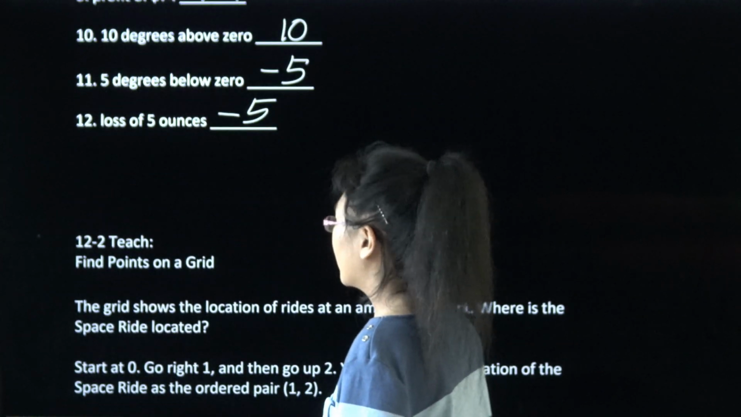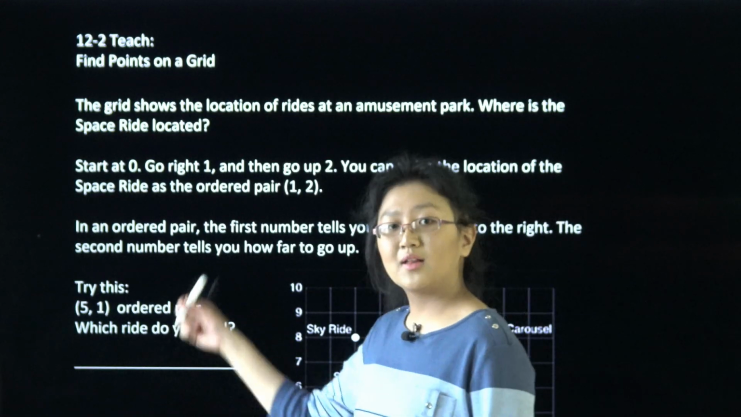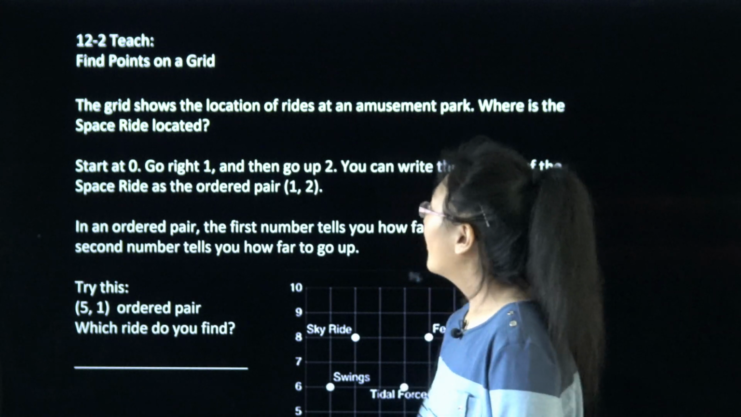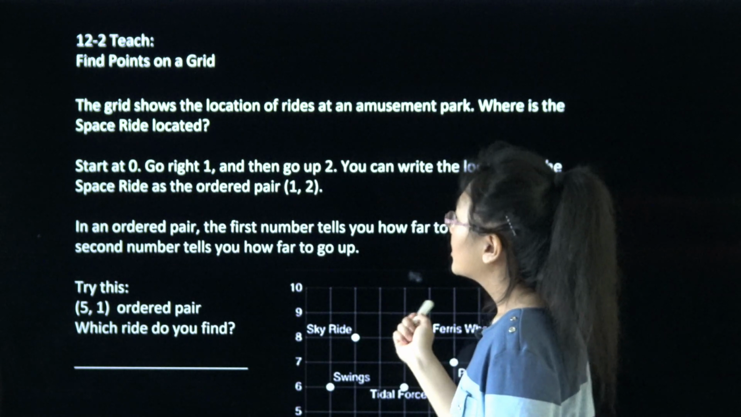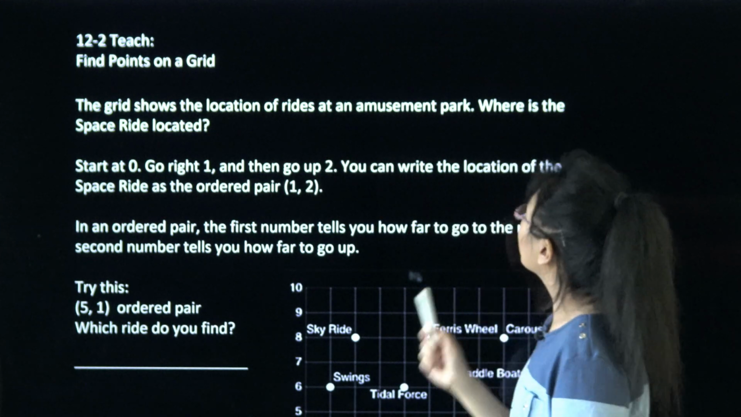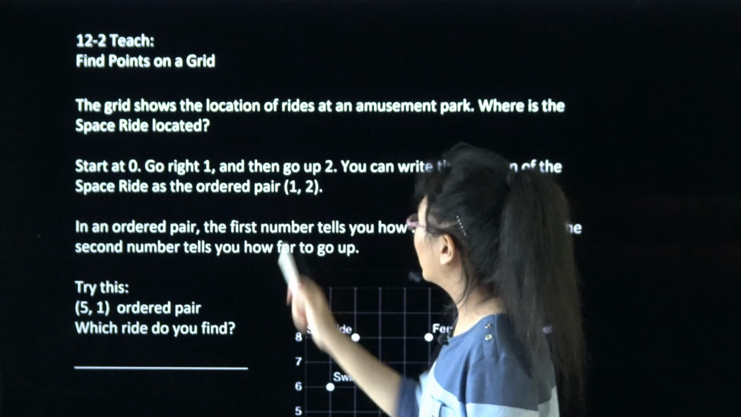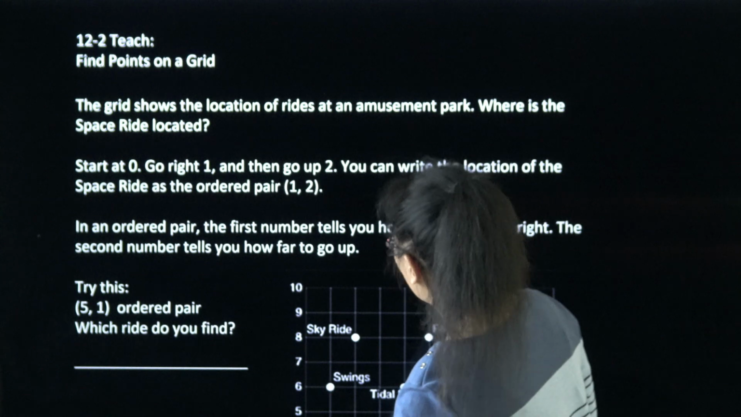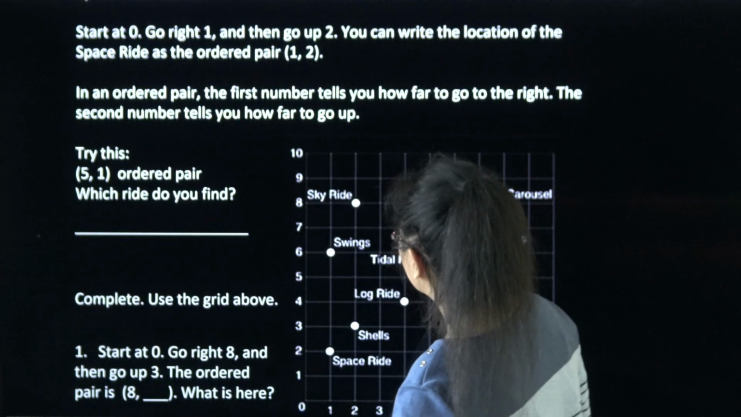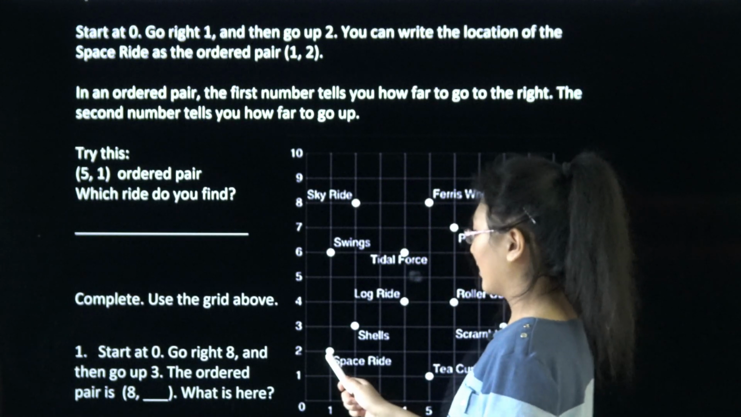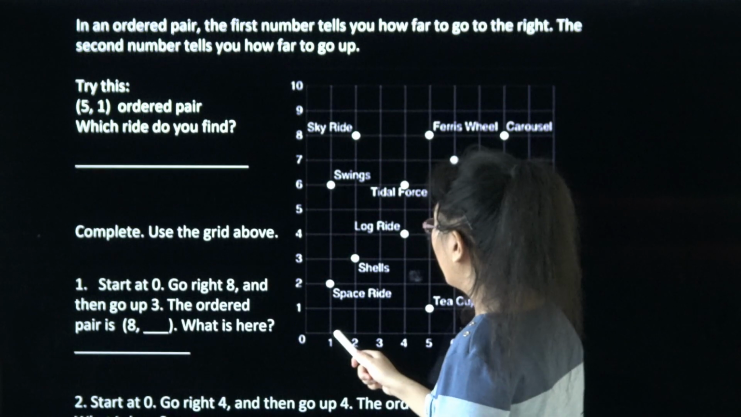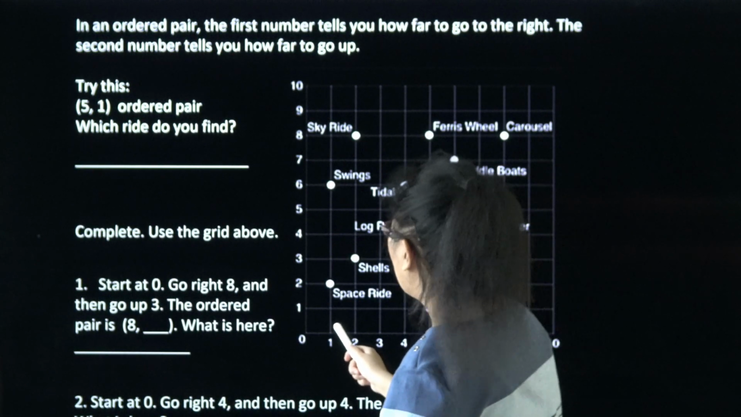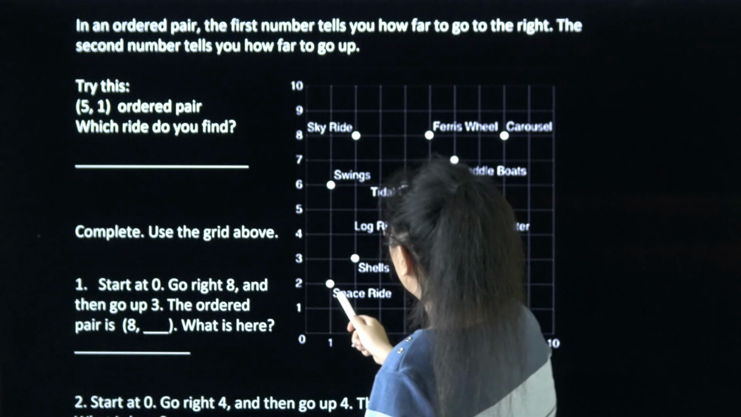That's done. So now we're going to do some of the more serious stuff. Find points on a grid. This grid over here shows the location of rides in an amusement park. Where is the space ride located? So we go down, and you see the space ride is down here. So we start at 0, we go right to 1, and then we go up 2.